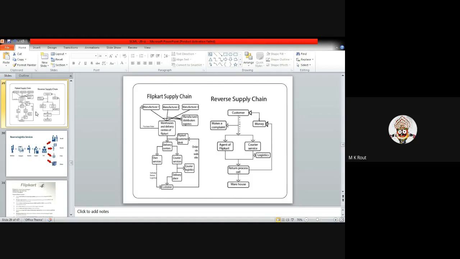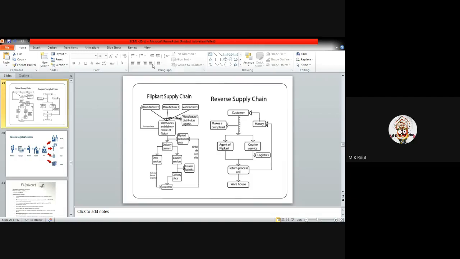But in case of reverse supply chain, if the customer finds that the particular product is not up to the mark, he registers a complaint through the different options of artificial intelligence, and that should directly go to the agent of Flipkart and courier service. Through the logistics, the return process sale is enabled to the warehouse. If it reaches the return process sales, the money is directly refunded to the customers.